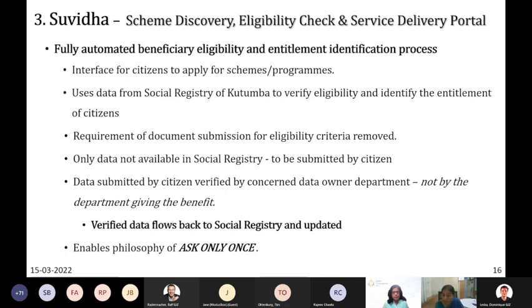So generally the mechanism is the citizen applies with the proof of document and the department concerned with this application verifies and approves. But Suvidha goes a step further. It sends the data to the owner department who verifies and confirms, yes, this is the correct data. And this data flows back into the social registry for updation against the citizen so that the philosophy of ask only once can be implemented. Next slide, please.